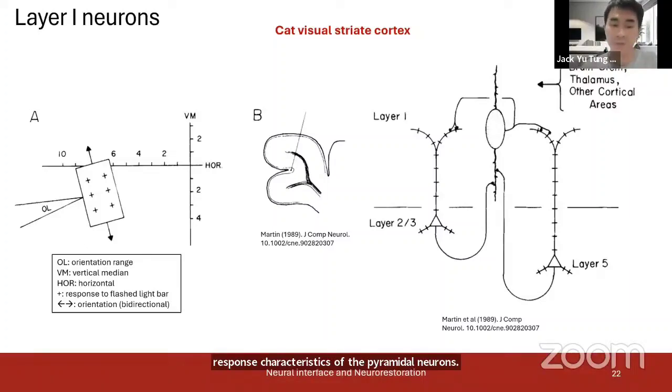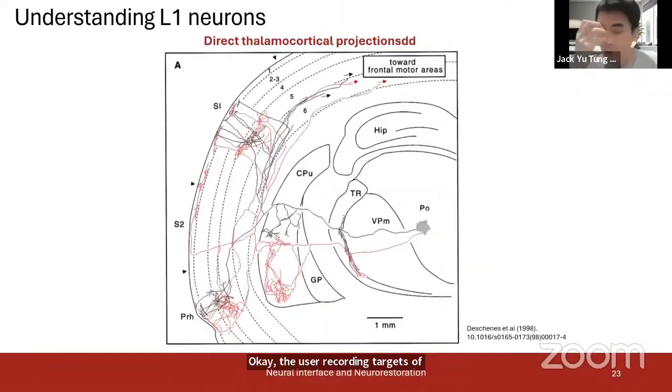So beyond local synapses, over longer distances, these layer 1 neurons have also been described through tracer studies and histological studies to be connected to the rest of the brain through, for example, the thalamocortical network, integrating information across a wide range of cortical areas through deep brain structures like the thalamus.